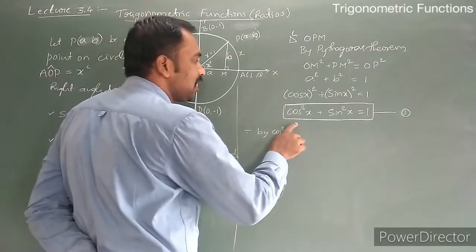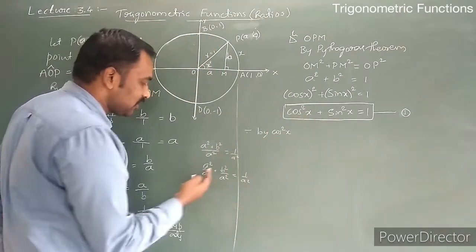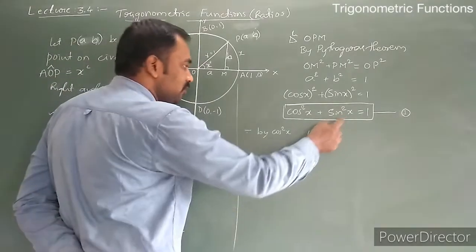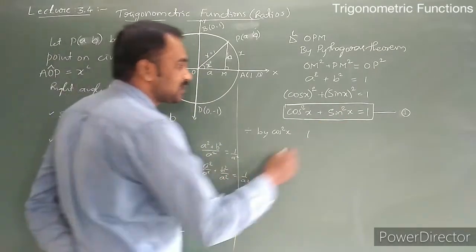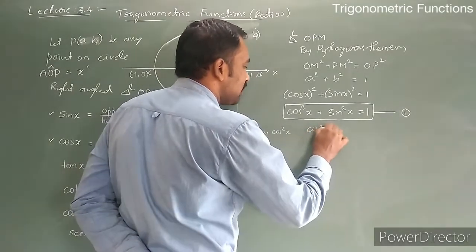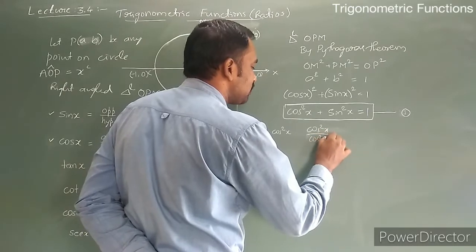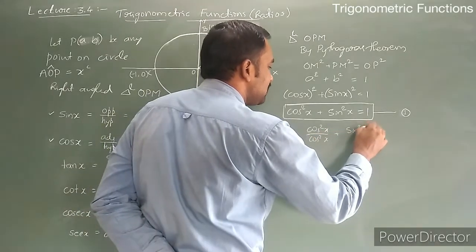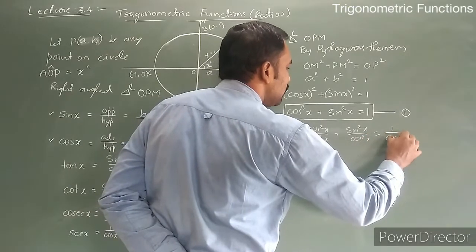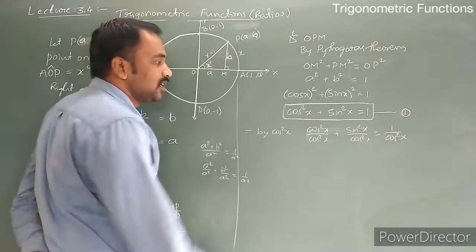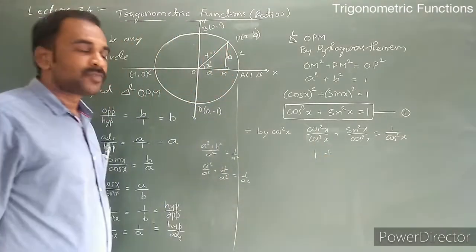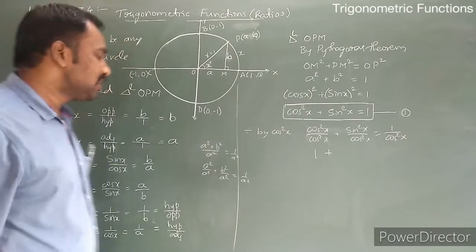So dividing throughout by cos square x, what happens? Cos square x by cos square x becomes 1, and sin square x divided by cos square x remains. So it is better to write it as cos square x divided by cos square of x plus sin square x divided by cos square of x is equal to 1 divided by cos square of x. Here cos square x gets cancelled. What is left? 1 plus sin square x divided by cos square x.